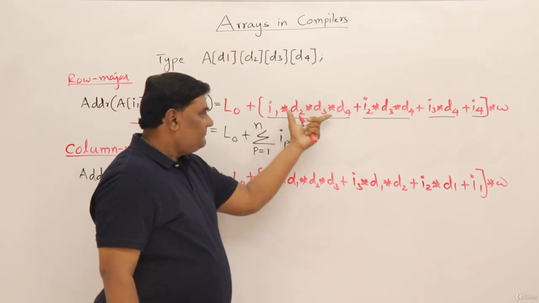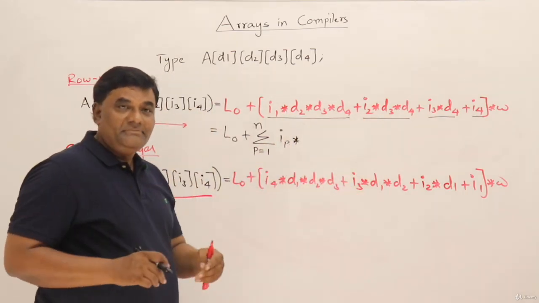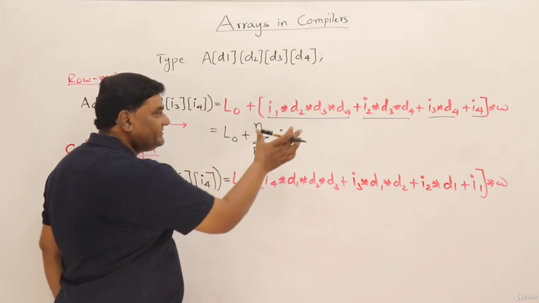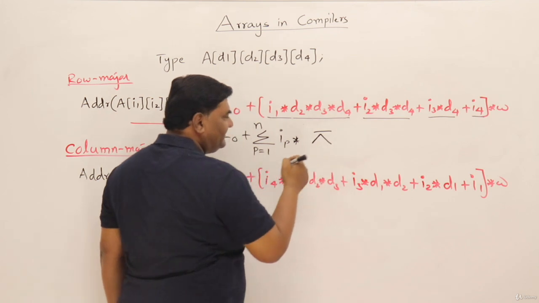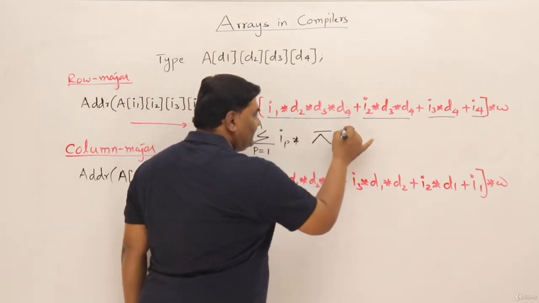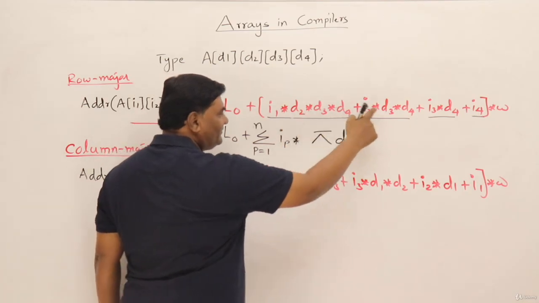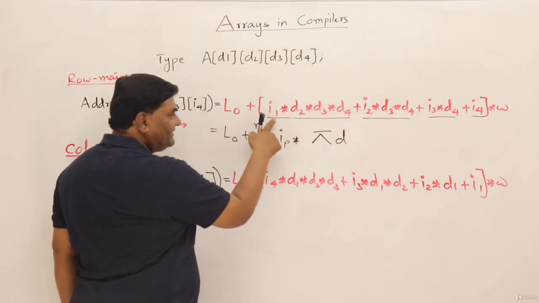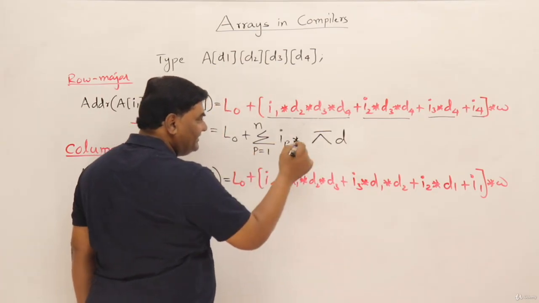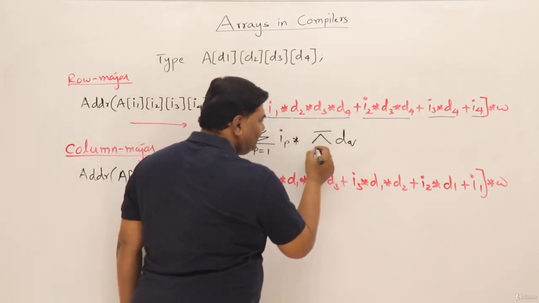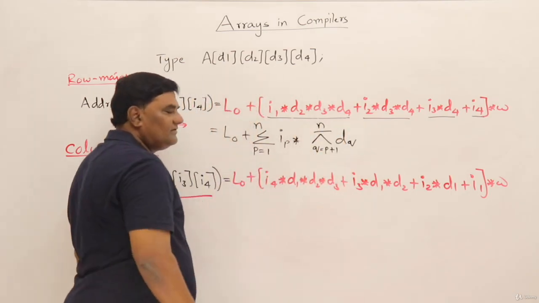Every index is multiplied by dimensions. This I2 is multiplied by D3 and D4. So it is multiplied by a product of dimensions. So for the product we can use pi of D. Now these dimensions are taking subscripts 2, 3, 4. So whatever I is, this is 1, so this is 2, 3, 4. So this is taking the values after P. So this is Dq, and q takes the values from p plus 1 to n.